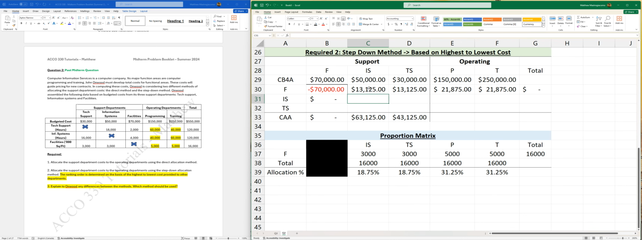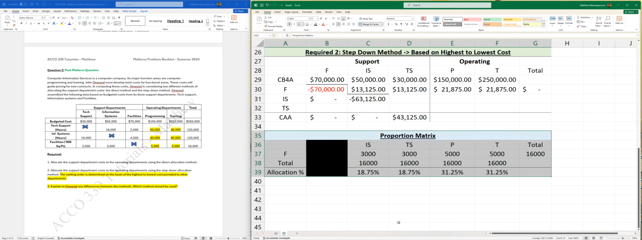So 0 here. Now, information systems has 50,000 cost before allocation, and 13,125 cost passed over from facilities. So the total amount that we're going to have to allocate from information systems is 63,125. Just make sure to put a minus sign in front. Now we're going to pass the 63,125 onto every other department that comes afterwards: some to tech support, then the remaining to programming and training. To figure out how much we pass over, we use the proportion matrix.